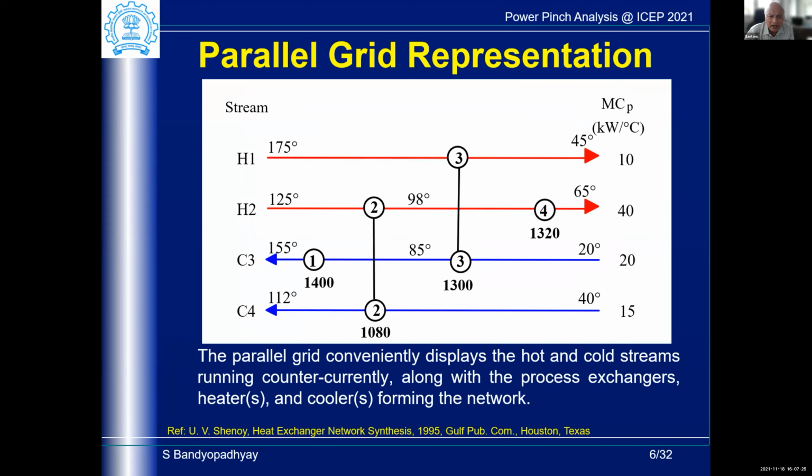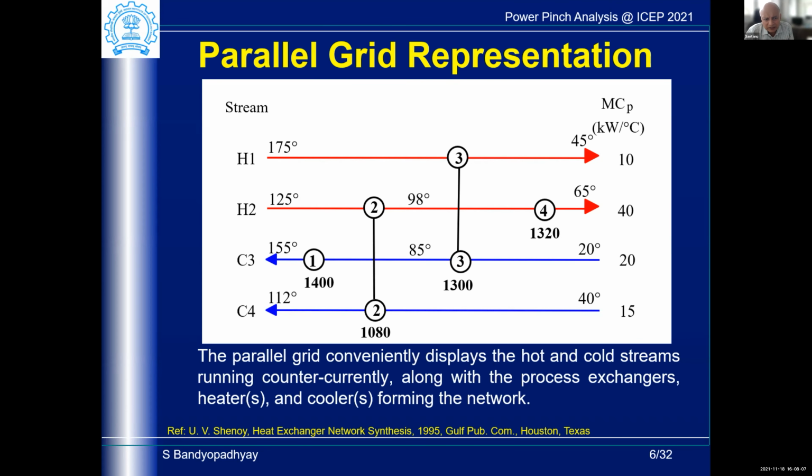This is where it started. You can place exchangers only between the streams. So H1, H2 are the hot streams and C3, C4 are the cold streams. We know their inlet temperature and outlet temperature. Can we place exchangers? So 1, 2, 3, 4 are the 4 exchangers. 1 is the steam heating and 4 is basically air cooling. And 2, 3 are process to process heat recovery. Now the question is, can we enhance the recovery? Can we reduce our utility requirement? Can we make it more energy efficient? That's a question that essentially has been addressed through pinch analysis.